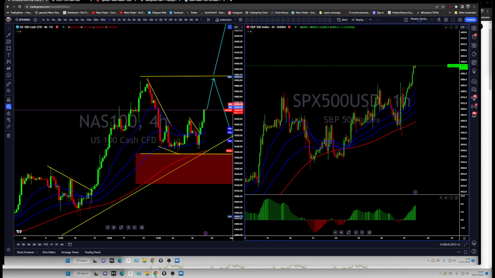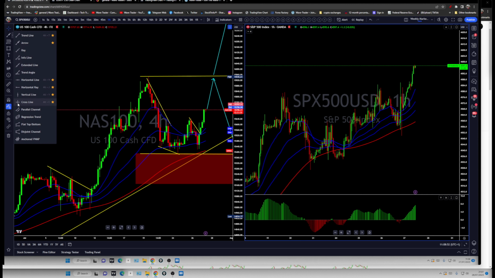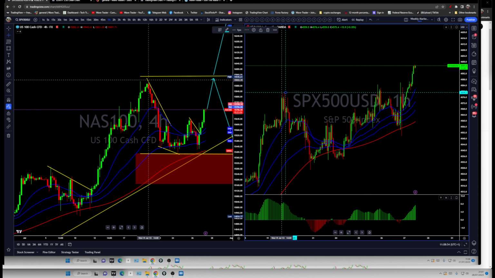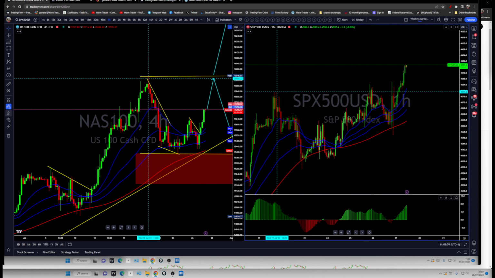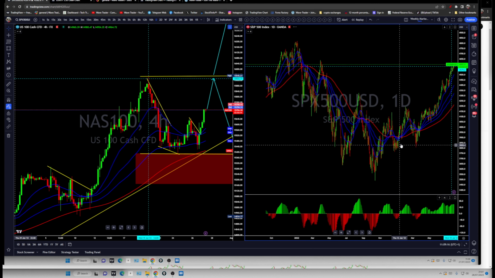There we can see this top has just broken out. If I pull out the cross line and put it over there, the cross line has clearly been violated. This top is simply violated. We are well above that top, and the S&P 500 is pushing higher and still has room. The S&P 500 is also going for an all-time high. We can see that over there.